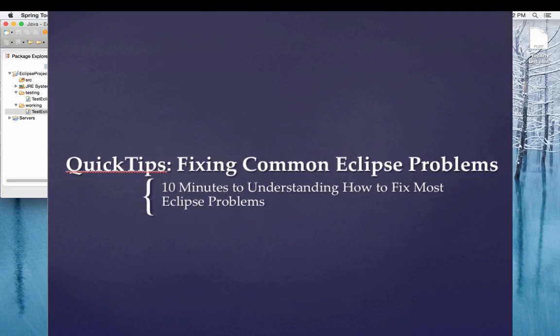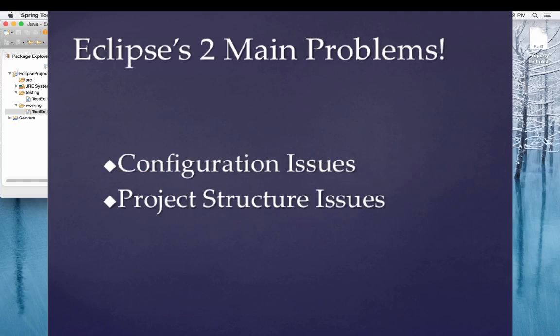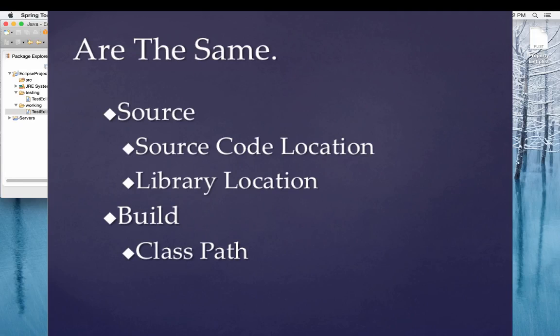Eclipse problems revolve around two main issues. The first issue is a configuration issue, and this can represent itself in the area of having the wrong source code path, or having the wrong build path, or having the wrong element associated with the library path. And there's several different ways to fix that. We'll show you the proper way.